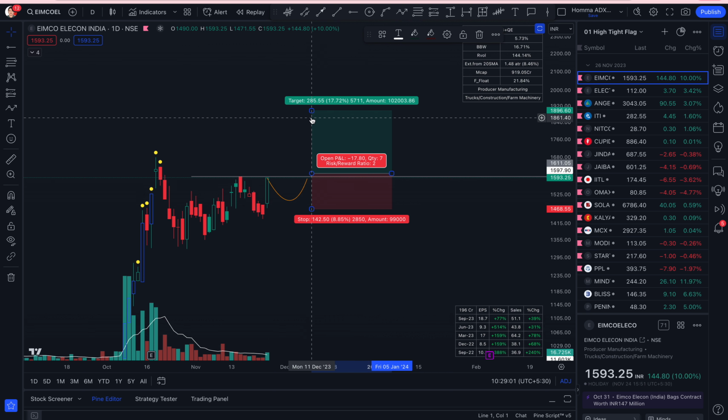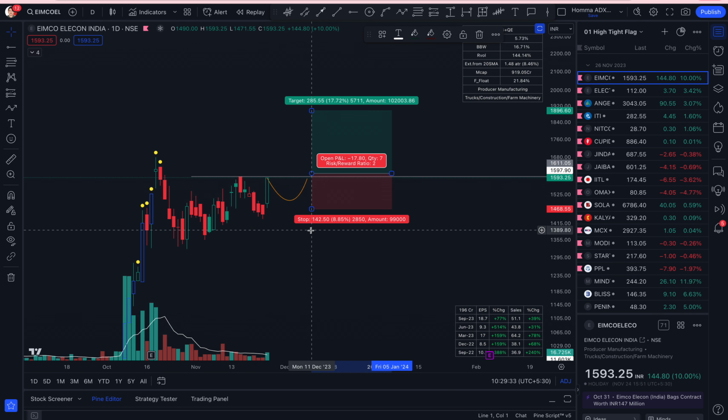So how much I have made is that I have made twice my risk. So my risk was 142.5 rupees on one stock. Now I have made 285.5 rupees on my stock, so I have made twice the risk, right? So only once your price comes here and then you sell half, then what happens is in the remaining position, even if it hits stop loss, you are still at a profit, right?